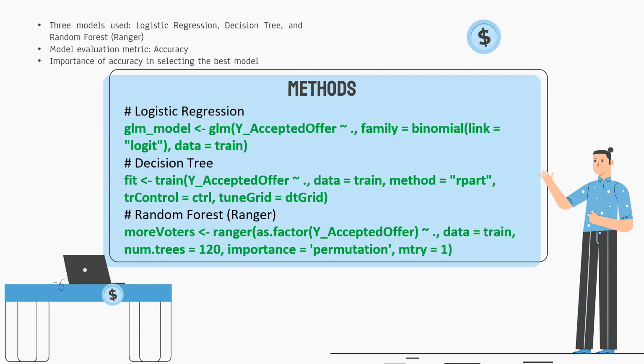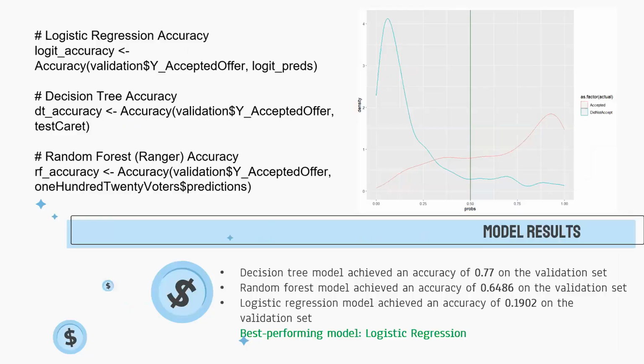The three models that I used were logistic regression, decision tree, and random forest with Ranger. I selected the model thinking about which one has the best accuracy and predicts better. I started with logistic regression. This performed really poorly, with 19.02% accuracy, so I didn't use that model at all. I just checked it and got really poor results.